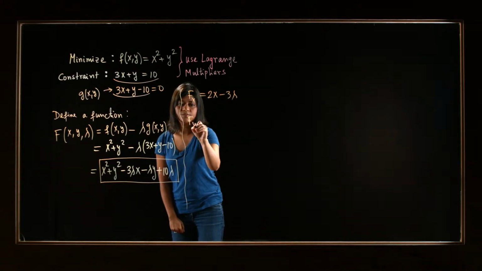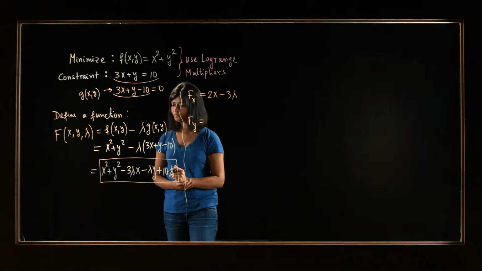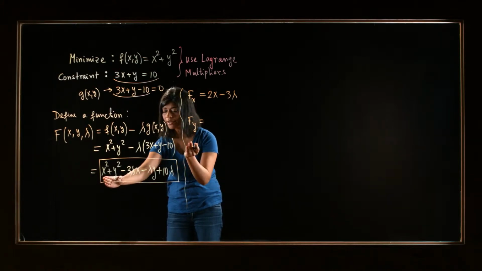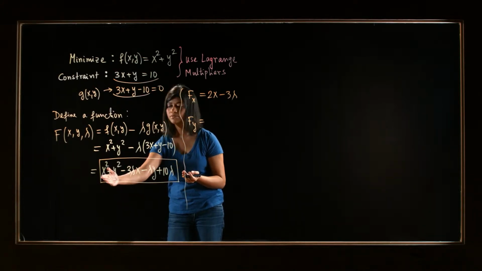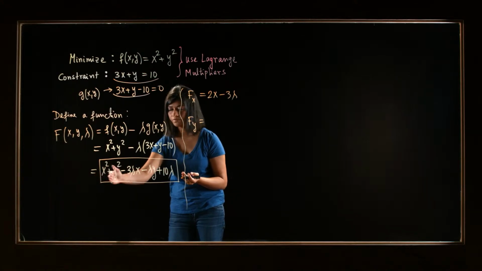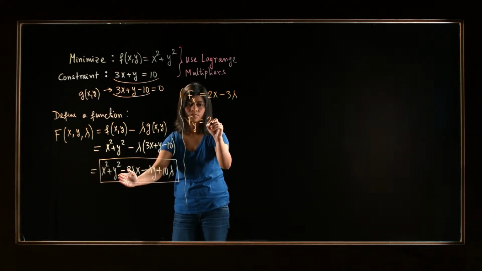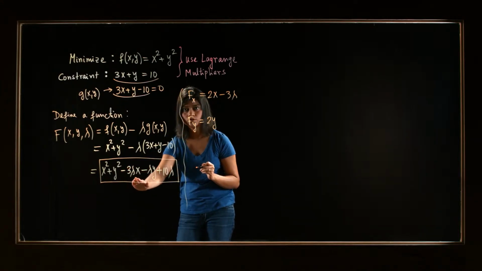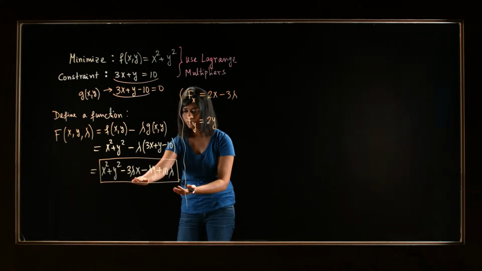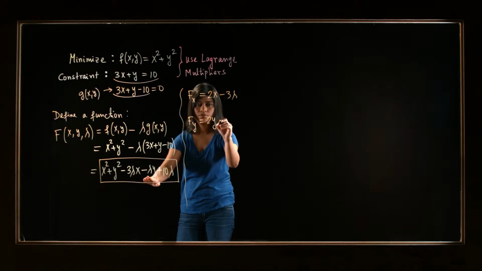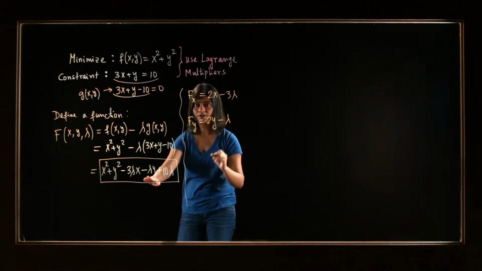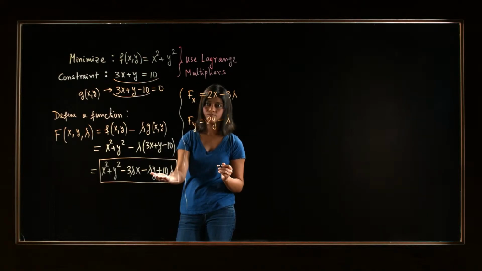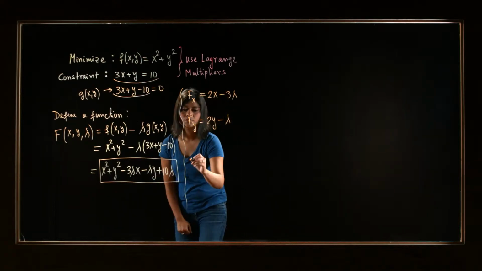Okay. Next, compute Fy. Same way again. First term has x, not y, and therefore is a constant, so the derivative is 0. Second term, derivative of y squared is 2y. Third, no y, derivative is 0. Fourth is negative lambda times 1, and then constant again for the last term, derivative is 0.